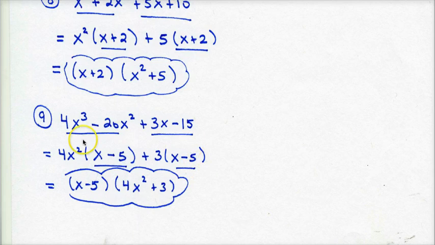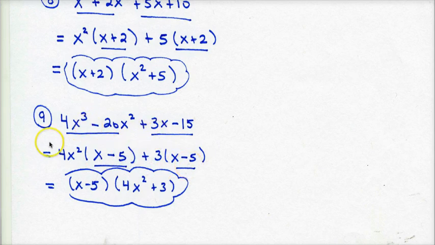Overall, take a look at the entire problem, which is right here. What is common? Oh, x minus 5 is common. So if I factor out x minus 5, just one of them, because it's only to the first power, what am I going to be left with? Oh, 4x squared right here plus 3, because x minus 5 got factored out. It is the greatest common factor.